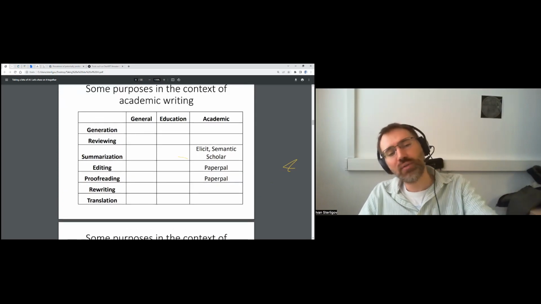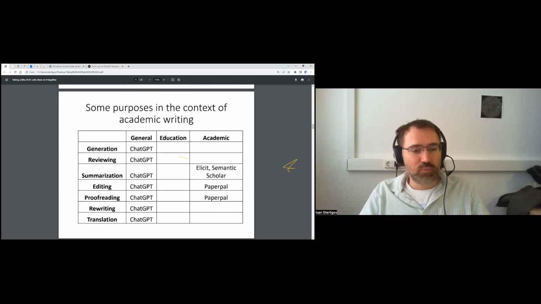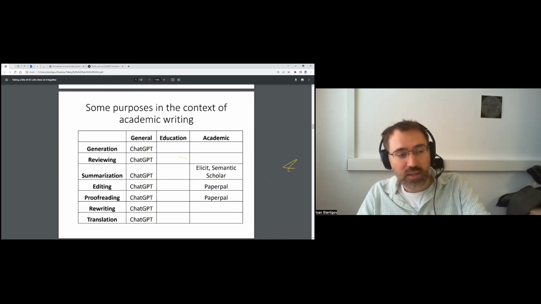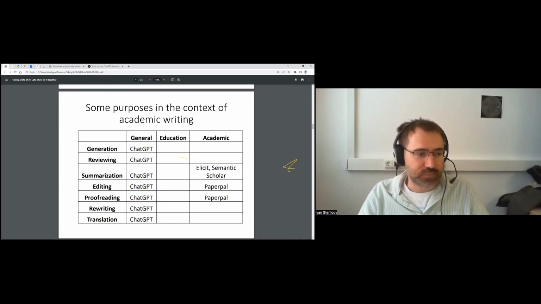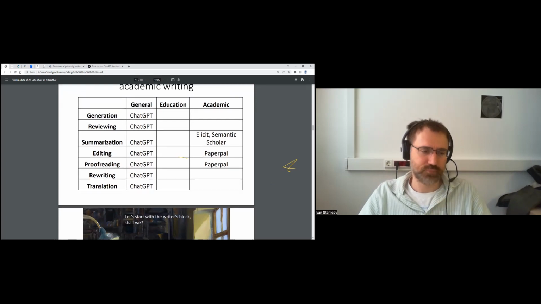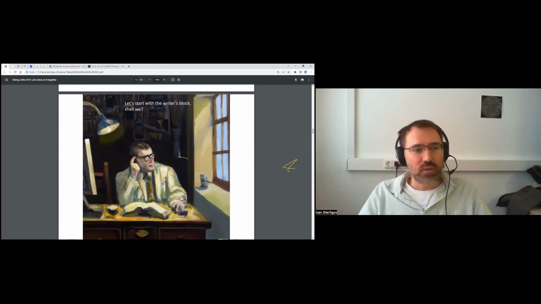So we can try to fill this matrix with some different academic tools like Elicit, Semantic Scholar, PaperPal, whatever. But in reality, this probably looks more like these variants. ChatGPT and similar tools, but mainly ChatGPT, can be used for all of these tasks. Successfully or not very successfully, but still it's capable of doing all of this. And we'll start with the most pressing issue. Probably it's the writer's block.